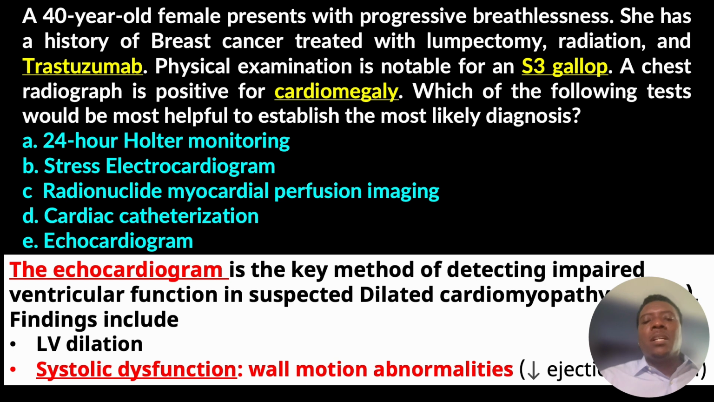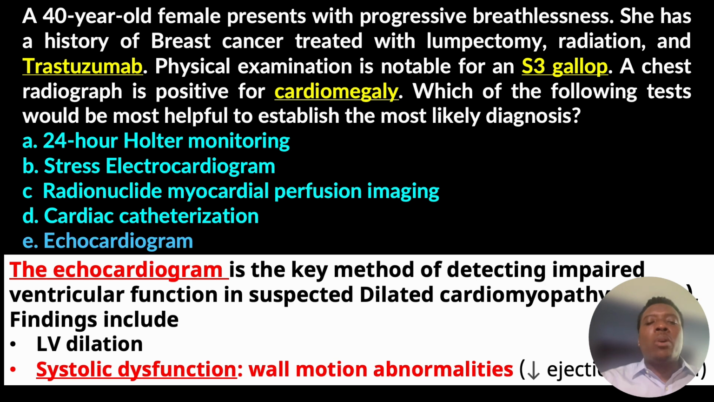So in this case, this young woman had breast cancer and she was treated with trastuzumab. Was that important? Remember that trastuzumab can cause harm to the heart. It can poison or harm the heart muscle tissue and result in dilated cardiomyopathy. Plus, she has an S3 gallop and evidence on chest radiograph of cardiomegaly.